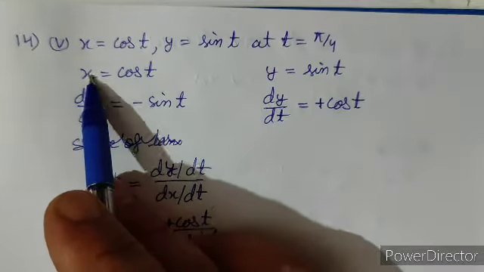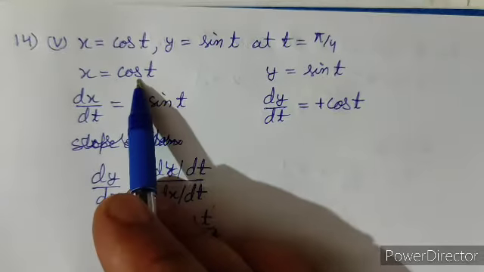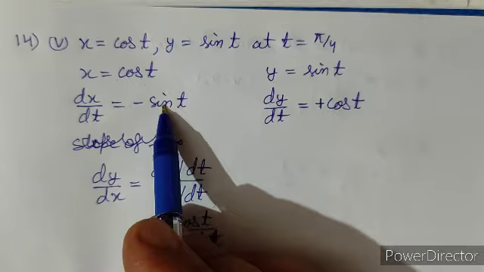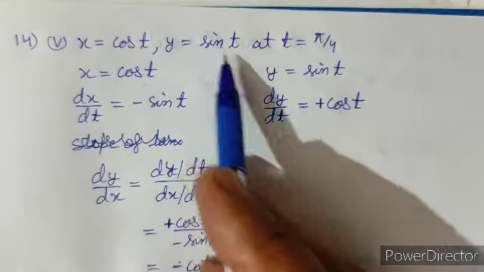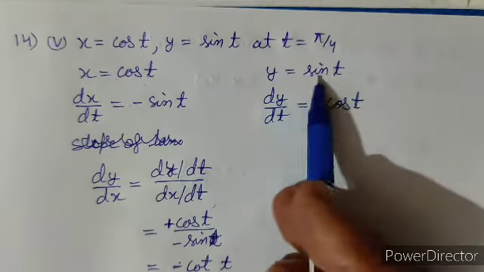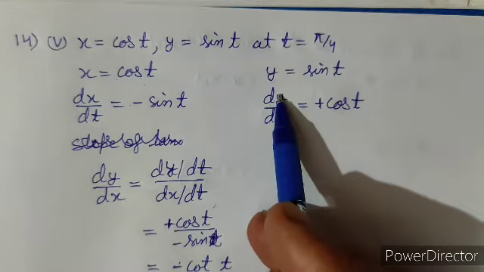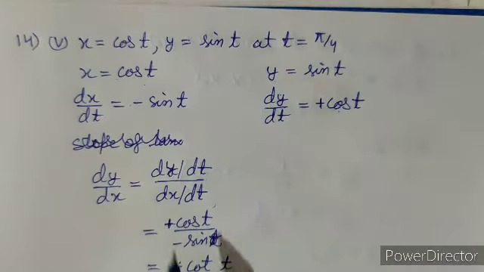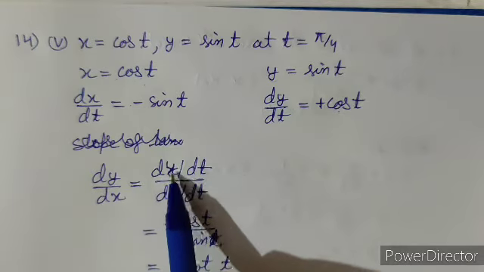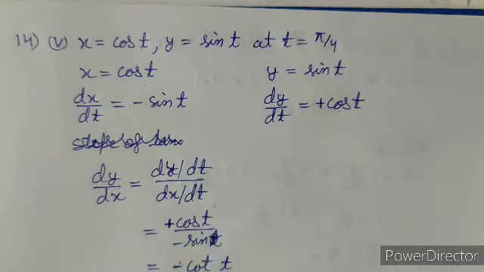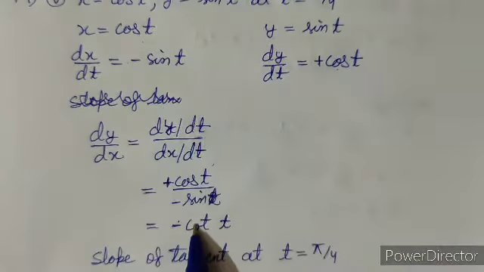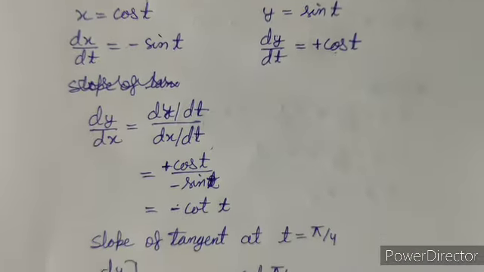Now x is equal to cos t. On differentiating with respect to t, dx upon dt will be equal to minus sin t, and y is given to us as sin t. Again, on differentiating with respect to t, we will get dy by dt equal to cos t. Now dy by dx will be equal to dy by dt upon dx by dt, and that will be cos t upon minus sin t, and that will give us minus cot t.